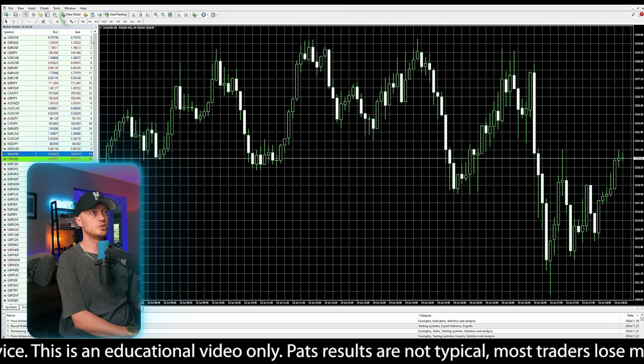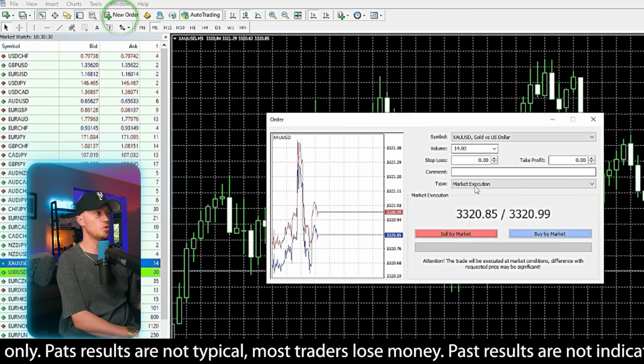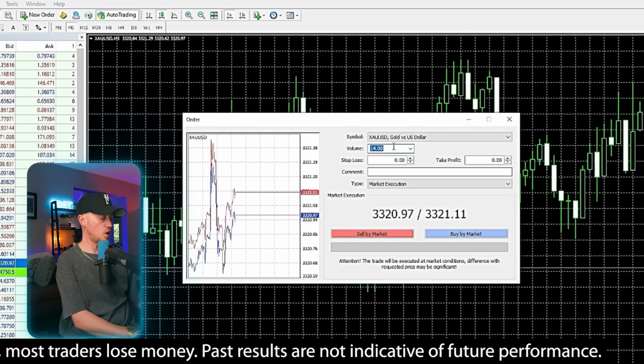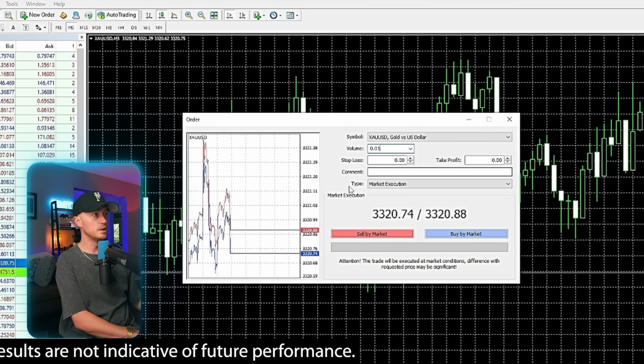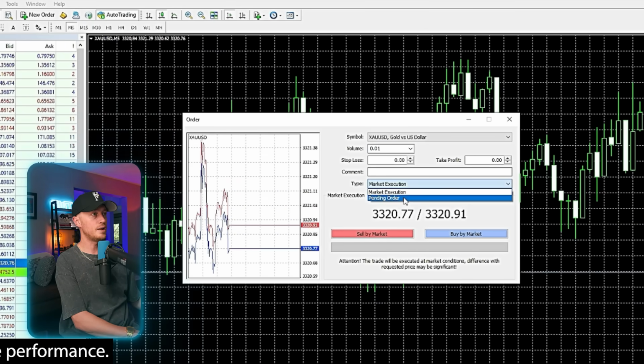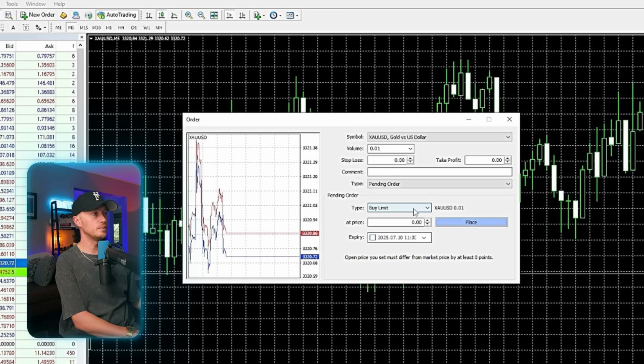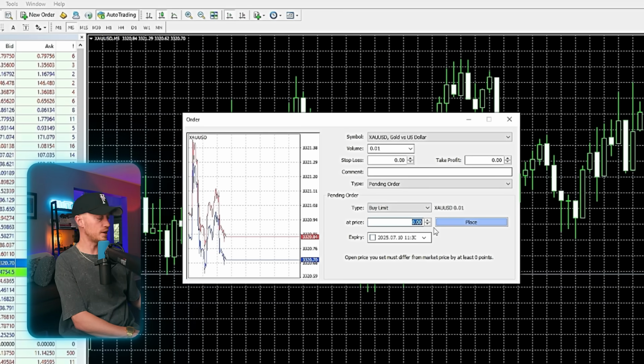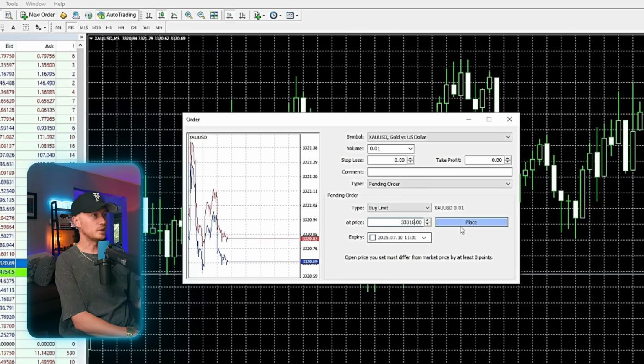So I would simply come into my MetaTrader right here, click new order. I would set my lot size to whatever I wanted it to be, maybe a small one. Then I would set a pending order, a buy limit order, and then I would set the price that it was and then click place.